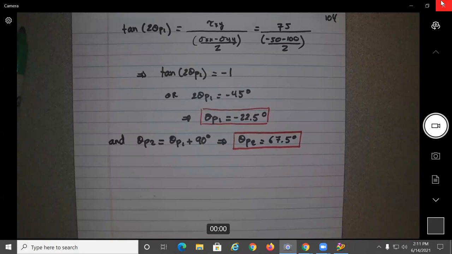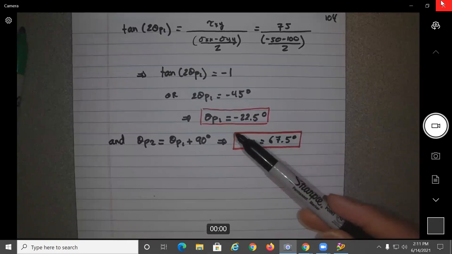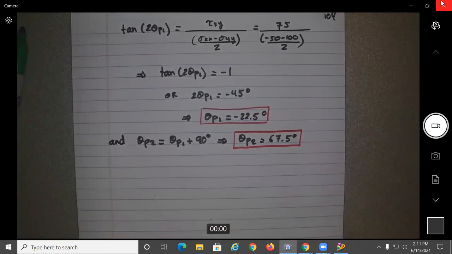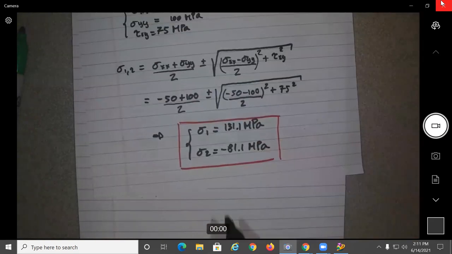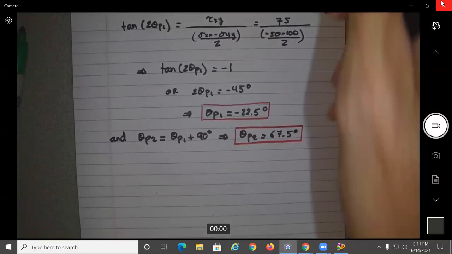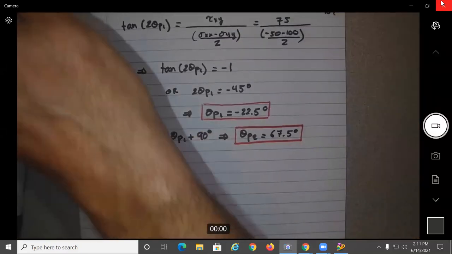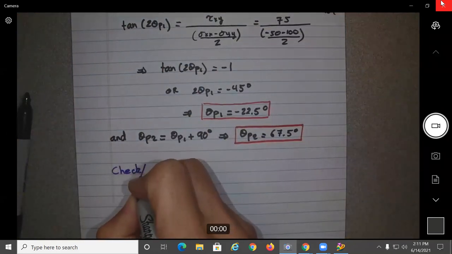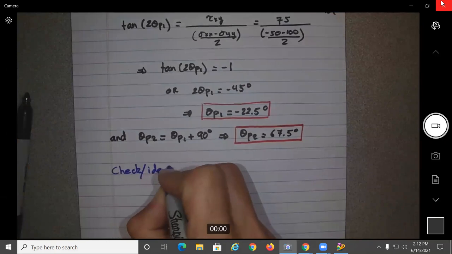Okay, so here maybe I made a mistake, because I cannot give you the answer already by telling you which angle was the solution. But this is not always the case. Sometimes it can be reversed. So what is the way to check which angles correspond to sigma one or sigma two? So let's see. Check. In this case it's check, but generally it would be identify.